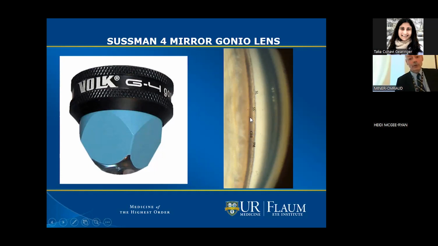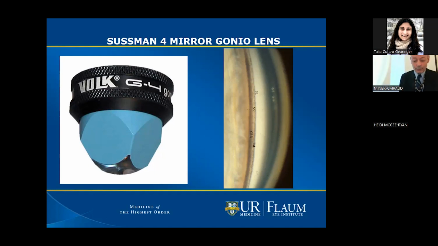And then you can actually see in some eyes that have what we call deep angles, deep anterior chamber depths, or wide open anterior chamber angles, we can actually view the ciliary body, but only when we place one of these lenses on the eye.